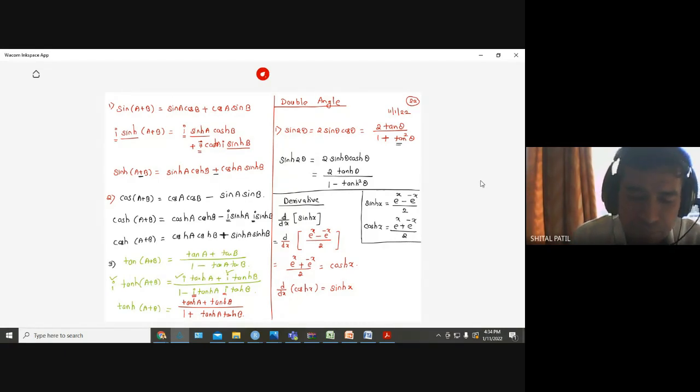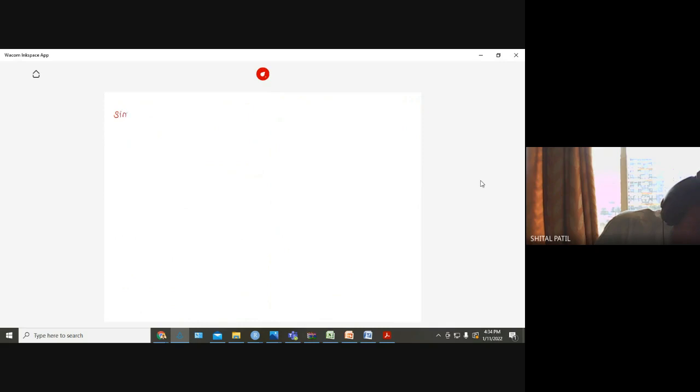see, while writing the expansion of sine x, we have written like this. Let me change the page. Expansion of sine x, it was written like this. Circular function I am saying: x minus x cube divided by 3 factorial plus x raised to 5 by 5 factorial minus x raised to 7 by 7 factorial and so on.